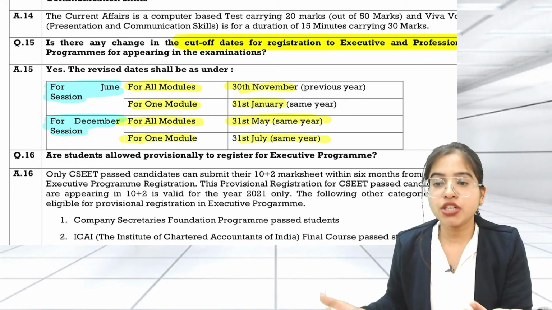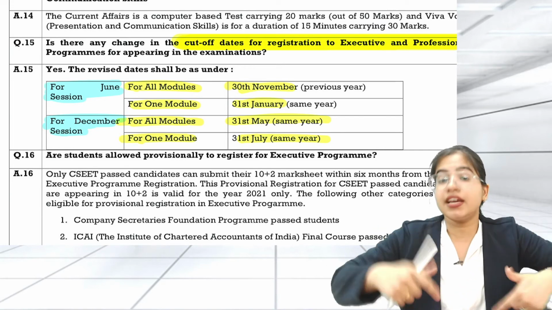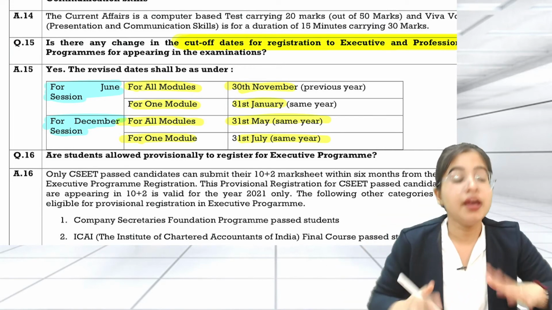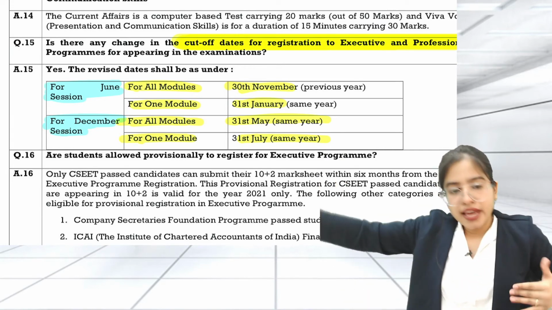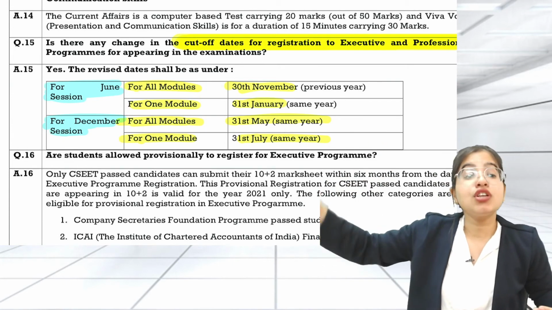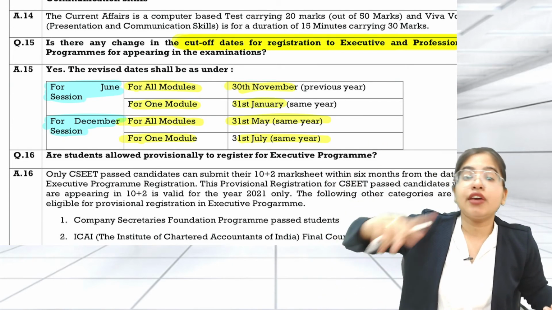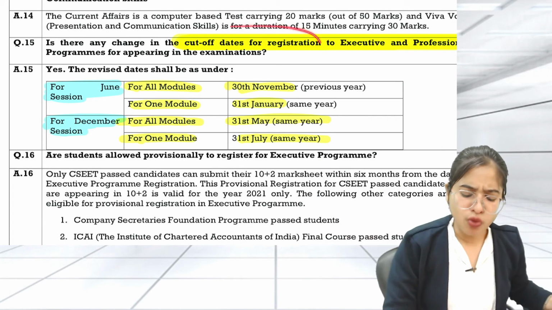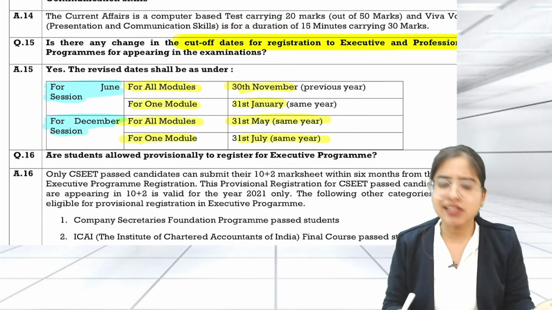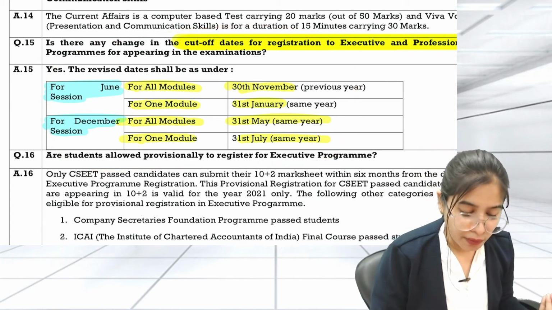Those CSEET students who clear their CSEET exam in the July attempt can register for the executive by 31st July, so that they can give one module in the December paper. So I hope these cutoff dates are crystal clear to you. What are the cutoff dates for registration?